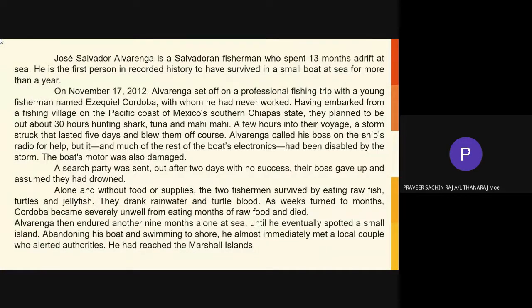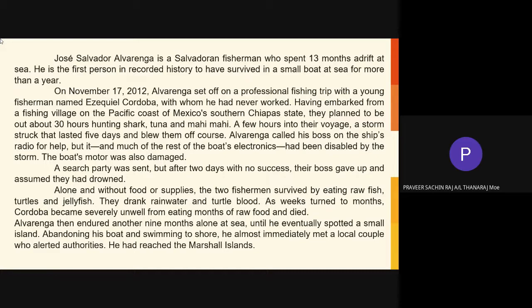Jose Salvador Alvarenga is a Salvadoran fisherman who spent 13 months adrift at sea. He is the first person in recorded history to have survived in a small boat at sea for more than a year. On November 17, 2012, Alvarenga set off on a professional fishing trip with a young fisherman named Ezequiel Cordoba, with whom he had never worked. Having embarked from a fishing village on the Pacific coast of Mexico's southern Chiapas state, they planned to be out about 30 hours hunting shark, tuna, and mahi-mahi.